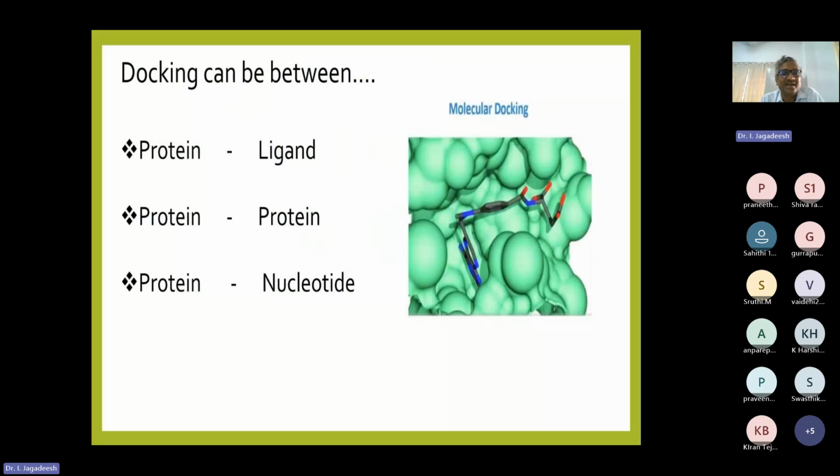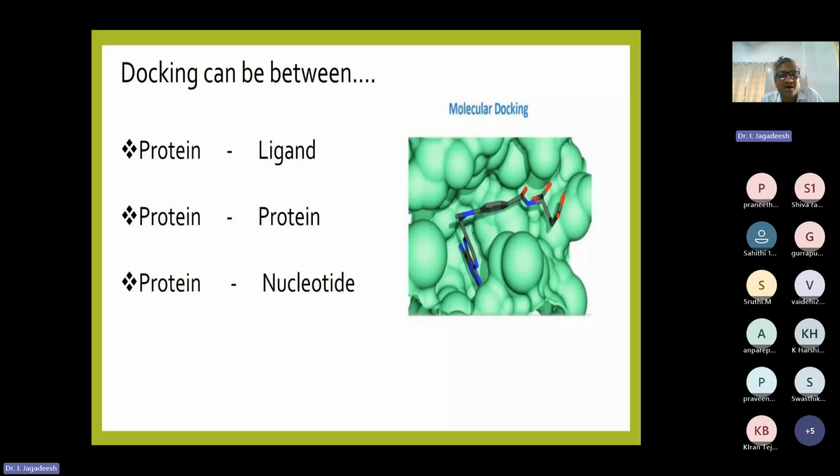Say in this particular case, we are having a docking between protein and ligand. What you have seen in the molecular docking is in the figure on this screen. What you are seeing is the protein and the ligand. The ligand is very small in nature. Protein is a very large structure. It has a pocket and the ligand is perfectly fitting there. That's what we are going to find.